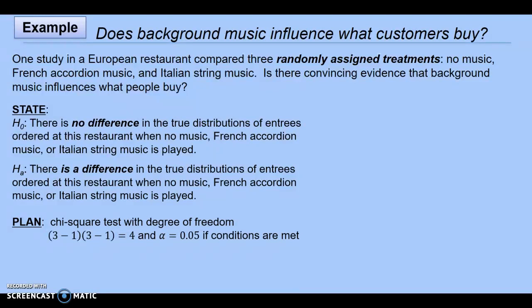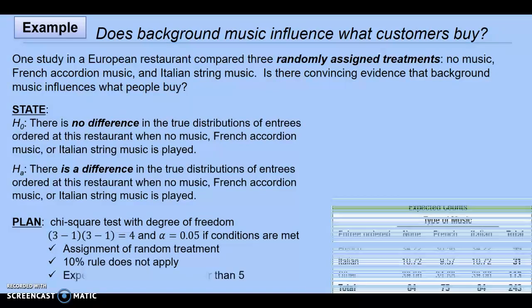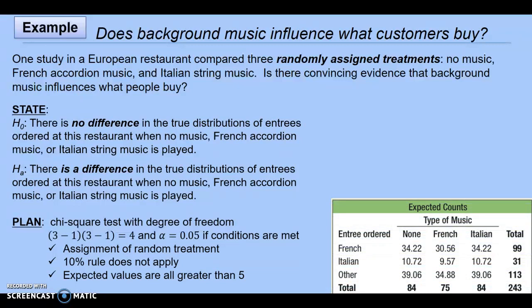Then you go through the conditions, which you'll see in your reading were listed out for you. We know that it's an assignment of random treatment because that's what it said. The 10% rule doesn't apply here because these are independent, and then the expected values are all greater than 5.